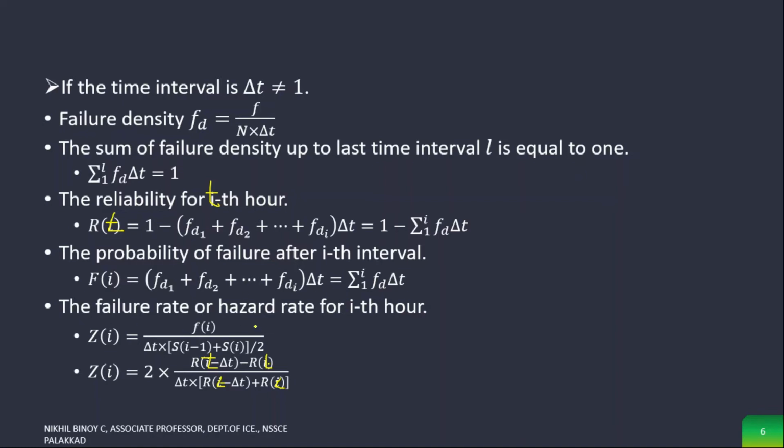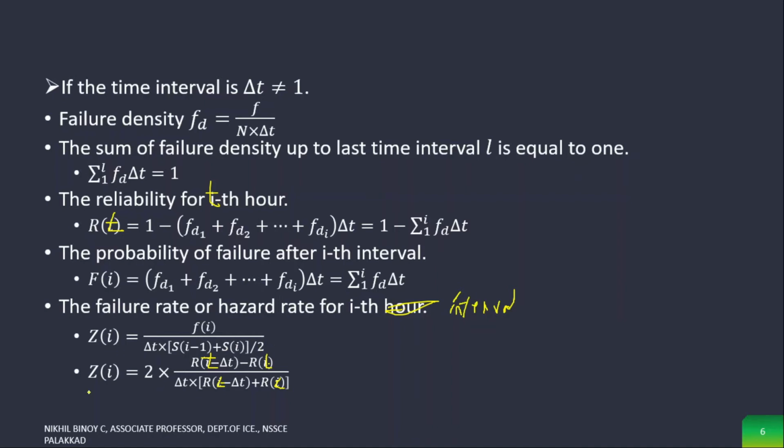Then the failure rate or hazard rate for the ith interval is z of I, which is equal to f of I divided by delta t into (s of I minus 1 plus s of I) divided by 2. This means number of failure during the ith interval divided by delta t into the number of survival before the ith interval, that is s of I minus 1, plus s of I, which means number of survival after the ith interval, divided by 2.